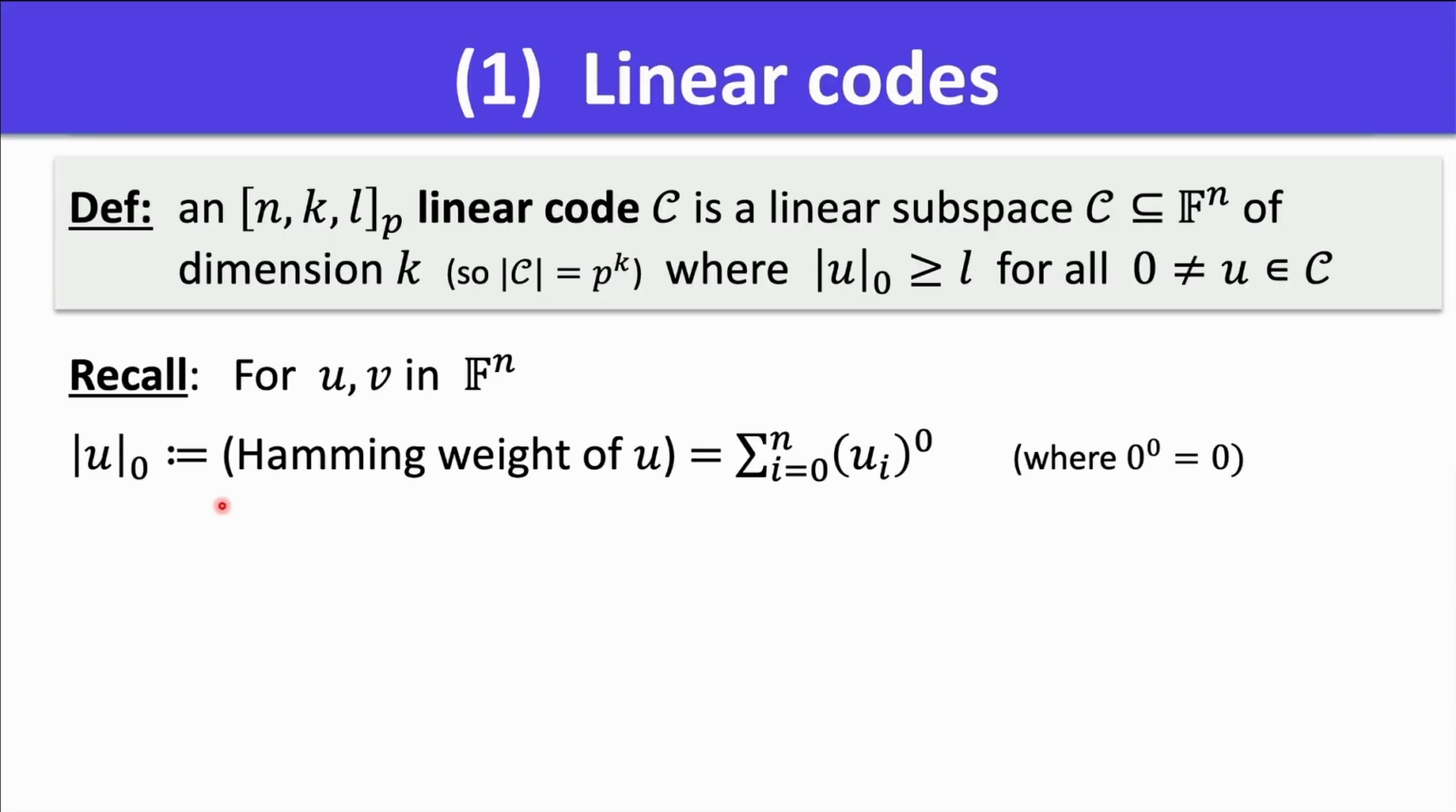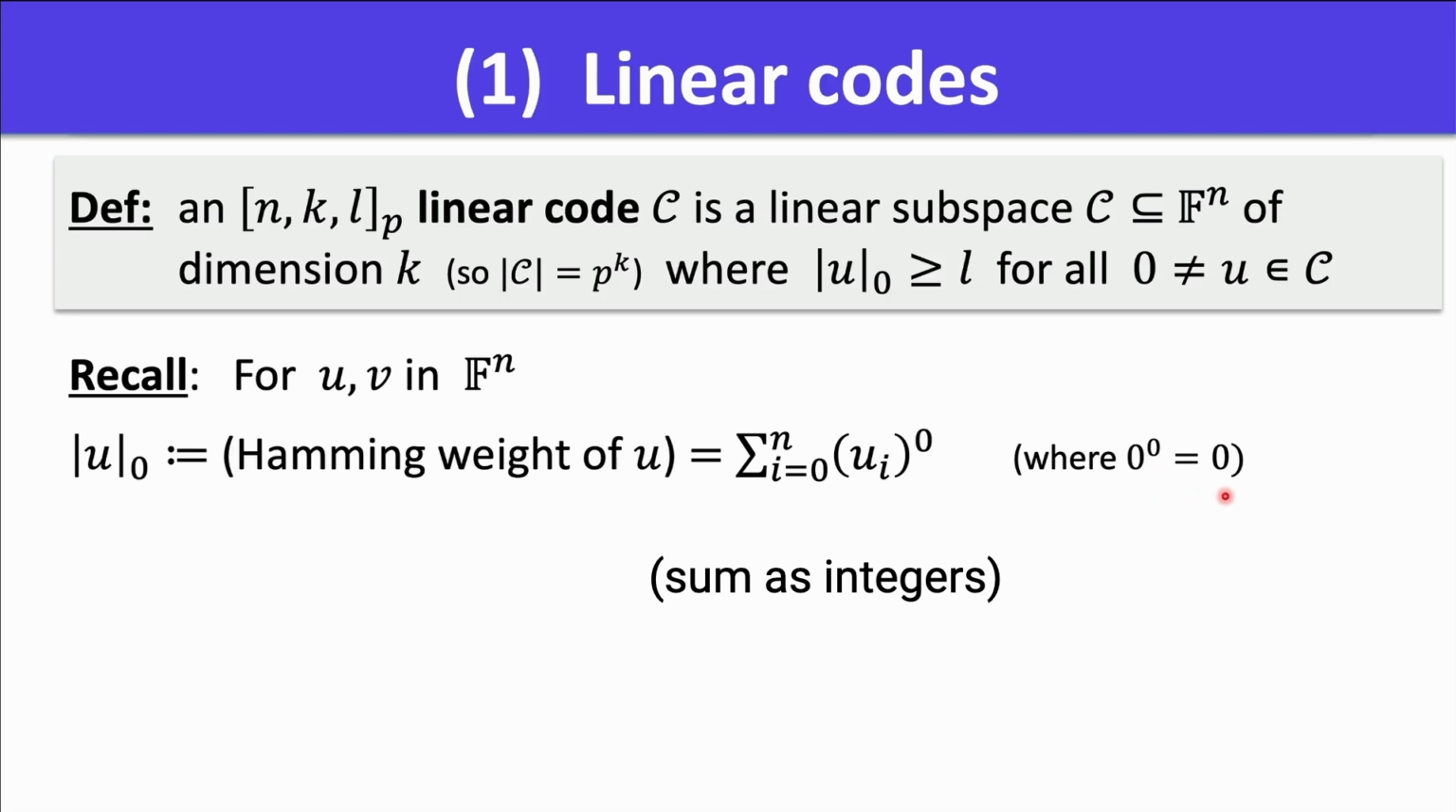So first of all, for a vector u in F to the n, we define the Hamming weight of the vector, sometimes denoted by the zero norm of the vector, as basically the number of coordinates in the vector u that happen to be non-zero. A nice way to write this is basically the sum over all the elements of the vector u raised to the power of 0, where we define 0 to the 0 to be 0.